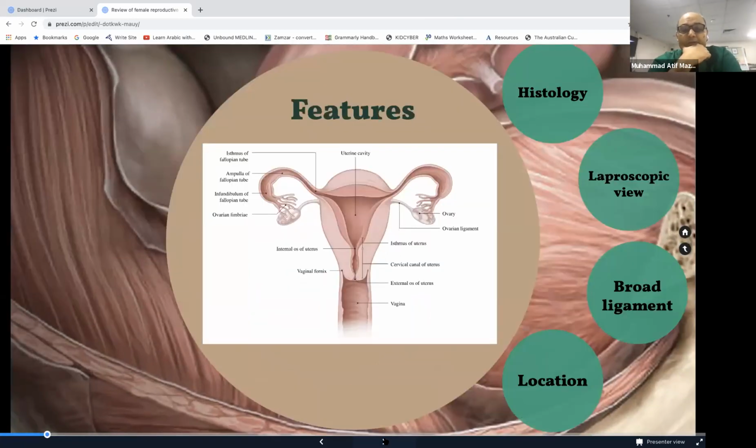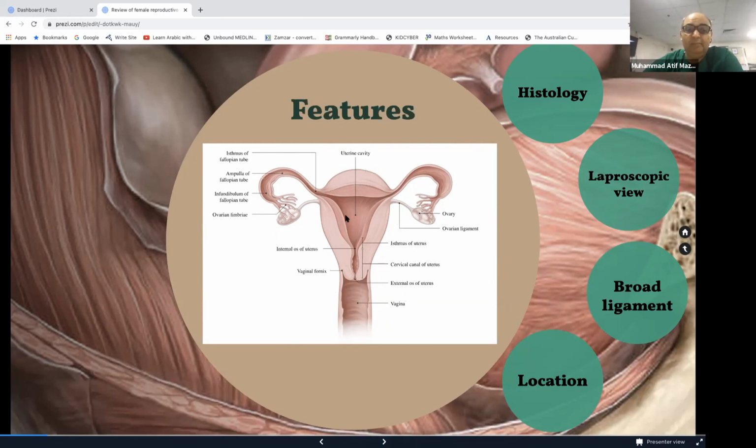Now what I'm showing you is the uterus. But before going to that, the female reproductive system has been divided into an upper tract and a lower tract. What structures do we put under the upper tract? The upper tract includes the uterus, the fallopian tubes, ovaries, and cervix. And the vulva and vagina are the structures which contribute to the lower female reproductive tract.